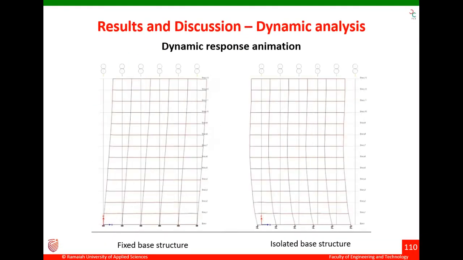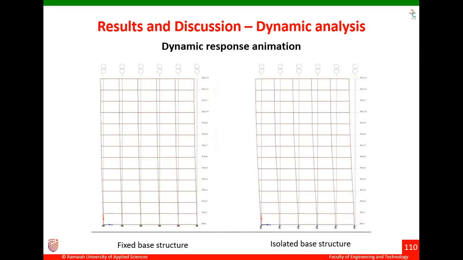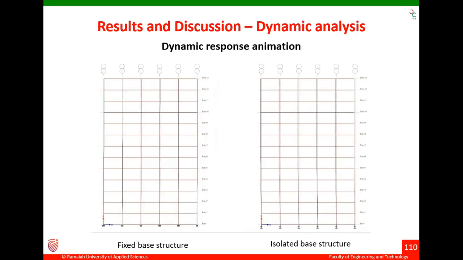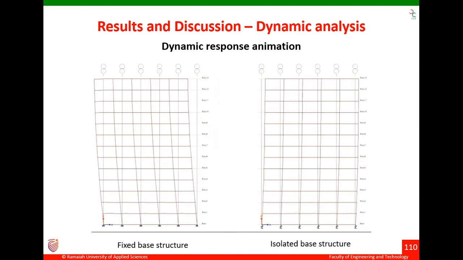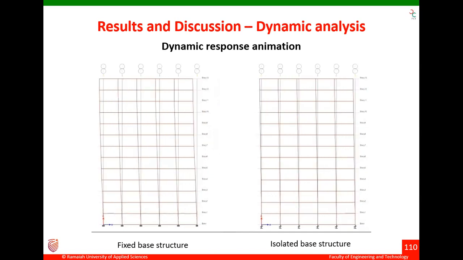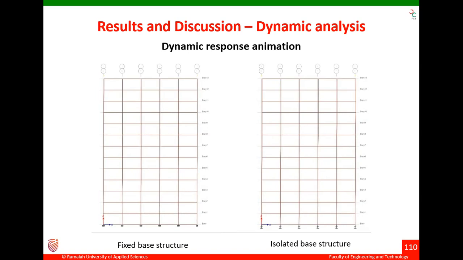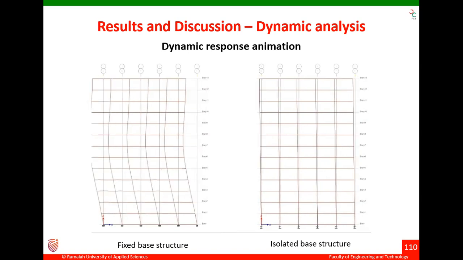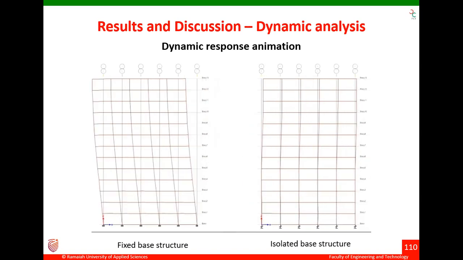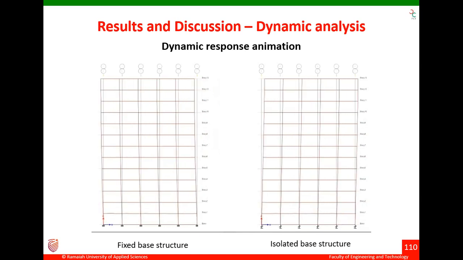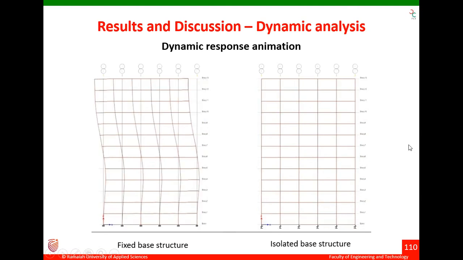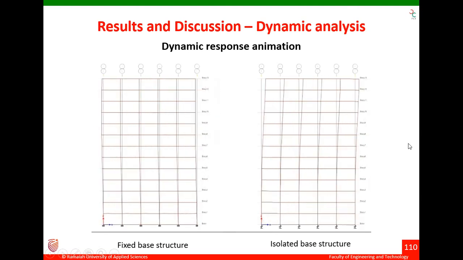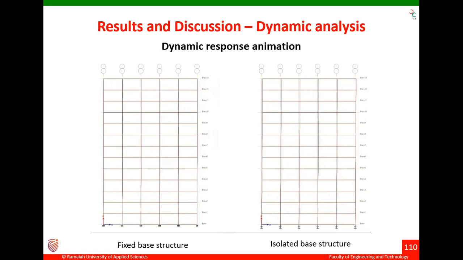So as you can see in this video, the fixed base structure is deforming more than the isolated building, because in the isolated building we observe that the base also moves with the structure, and hence the deformations in the upper stories will be minimum. As in the fixed case, the deformation is very large, and hence the structure may be subjected to damage. But in the case of the isolated base, we can observe minimum displacements compared to the fixed base.